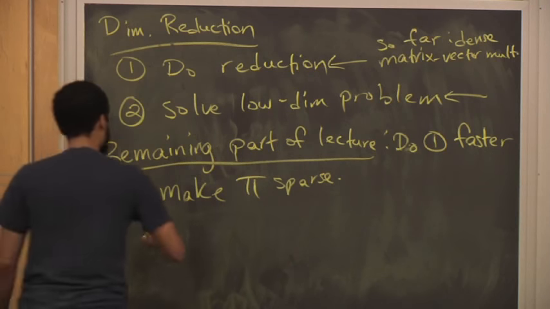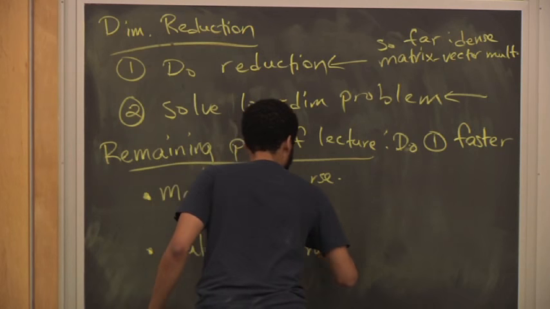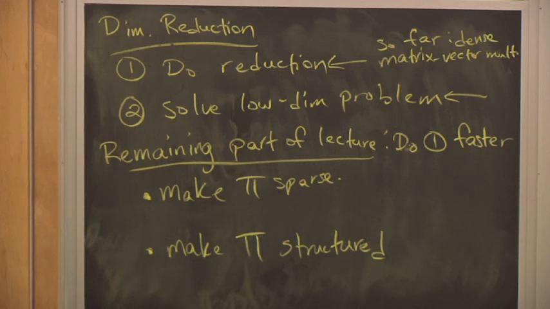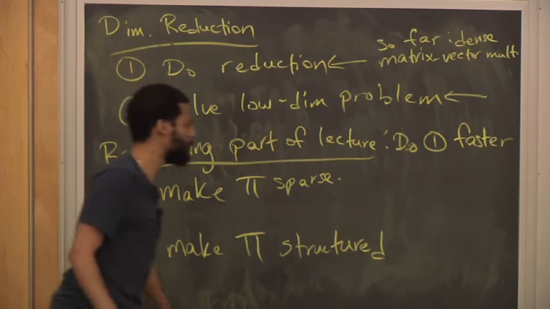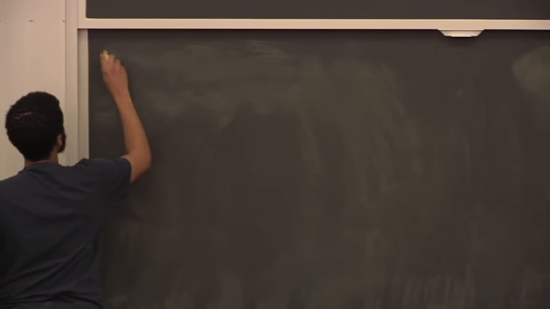So make pi sparse. The other is make pi structured. So it's not just a dense random matrix. It is some random matrix, but it's going to have a certain structure that allows us to multiply by it faster. So we're going to cover both of these. Some of this might spill over into Tuesday before we move into other stuff. So I'm going to start off with the first bullet.